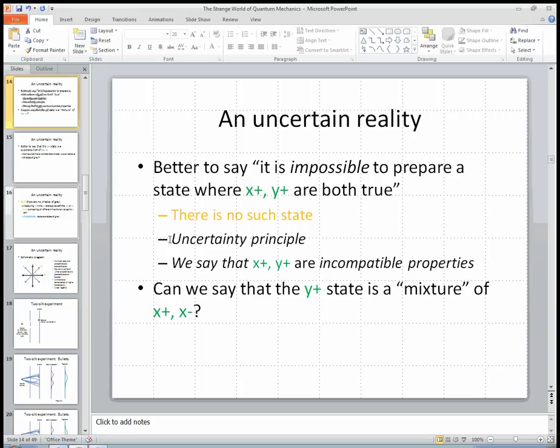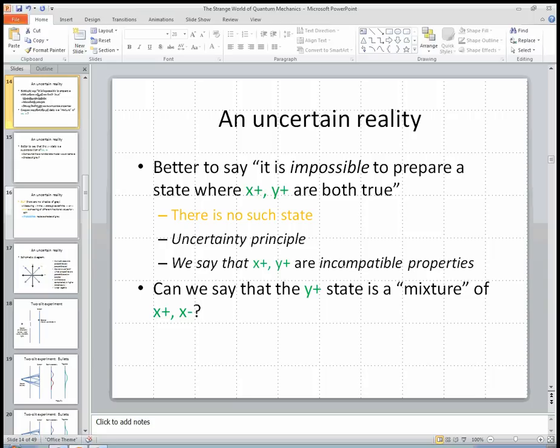There's such a thing as incompatible properties: being in the x plus state and being in the y plus state are incompatible, so you cannot have them at the same time. And it's actually in a very deep way. It's not just that it's impossible to put those together. It's actually meaningless to put those together. It's not even a property of the physics so much as it's a property of the logic of nature, which is a very, very deep thing.